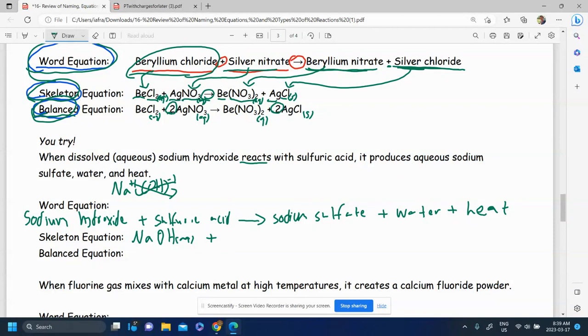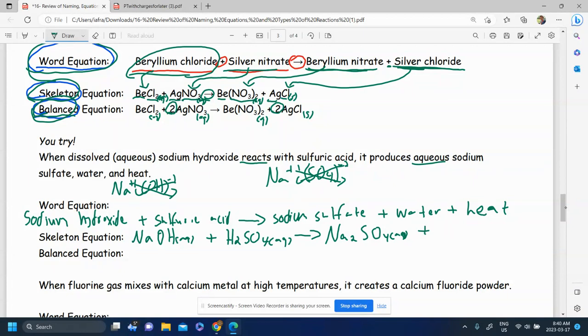sulfuric acid. We didn't learn how to write formulas for acids yet, but later on you will. Sulfuric acid, just to give you that one, is H2SO4. And typically acids are also solutions, so we'll put aqueous. And then that will make sodium sulfate. So sodium sulfate, we have Na plus 1. Sulfate is SO4 minus 2. Crisscross it, and you get Na2SO4 aq, because it says it's aqueous sodium sulfate, plus water.